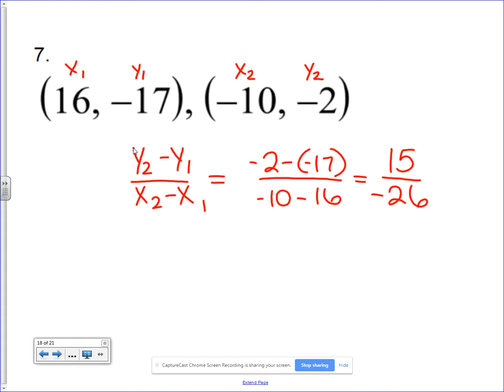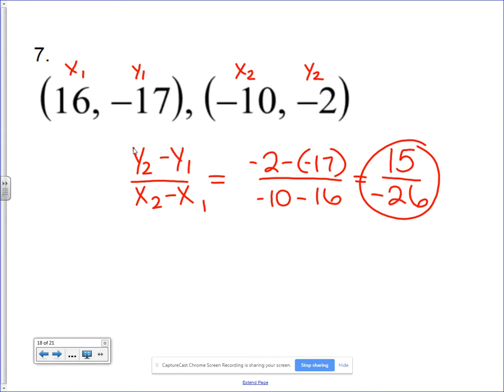Because the formula tells me to subtract it. Is that okay? What's that? No, this says negative 10 minus 16. Yep, x2 minus x1. Okay, again, I ask you, does this reduce? No, it doesn't. It stays just like that. And we talked about this yesterday. Does it matter if the negative is in the numerator, in the denominator, or out front? No, I prefer it out front or in the numerator, but it really doesn't matter.